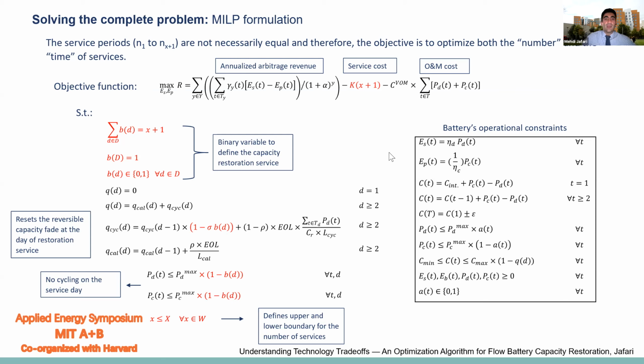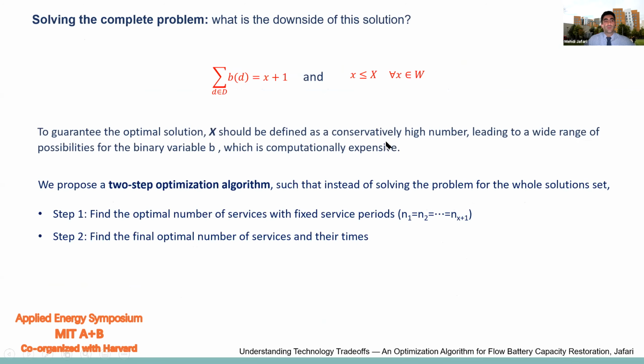With this formulation, we can solve the problem and find the optimal number and time of services for capacity restoration or electrolyte rebalancing. However, there is a problem. This problem in this form is very inefficient computationally. When we conservatively define a large number for the upper bound of the number of services, the solution set becomes extremely large and it takes a long time to solve the problem.